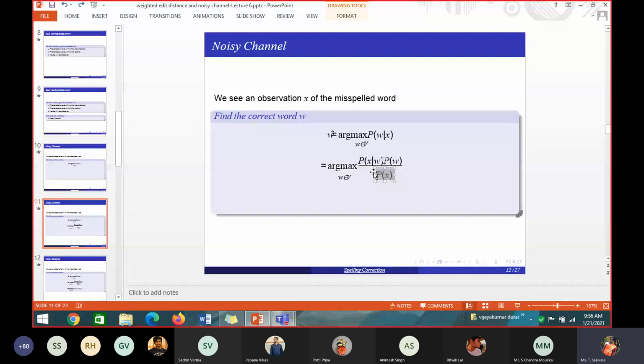Please write this part in your notebook now: P of X given W into P of W. You have to calculate this. What is X here? Can you tell me what X is here?